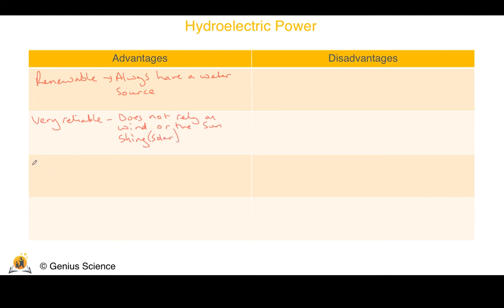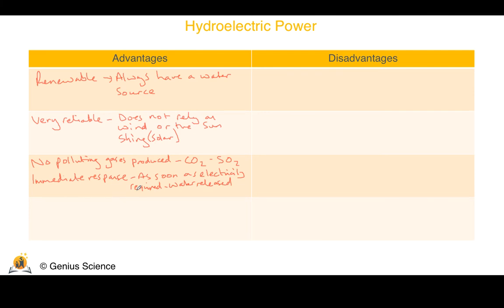A third advantage is that there are no polluting gases produced, such as carbon dioxide and sulfur dioxide. There is also an immediate response when electricity is required. So as soon as electricity is required, the water is released and will start flowing downhill to turn the turbines.